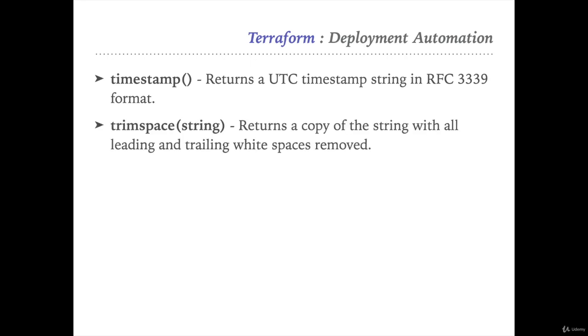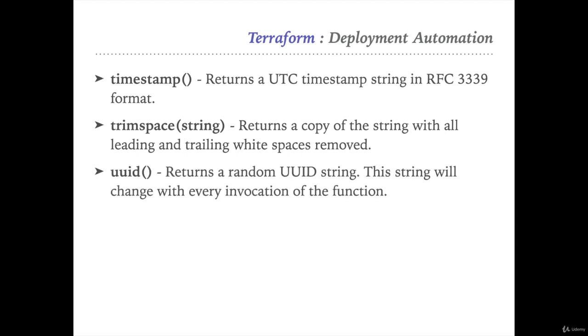Then we have another important function, trimspace. It will accept a string as the argument and it will return a copy of the string with all the leading and trailing white space trimmed. And the next function is uuid. UUID will return a random UUID string, and this string will change with every invocation of the function. It means each time you call this function, it will return a unique UUID string.